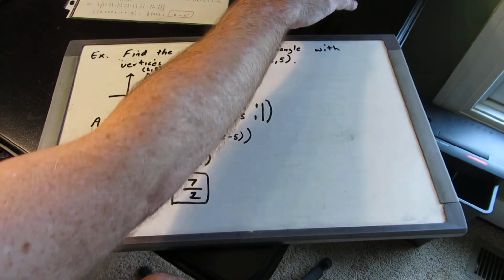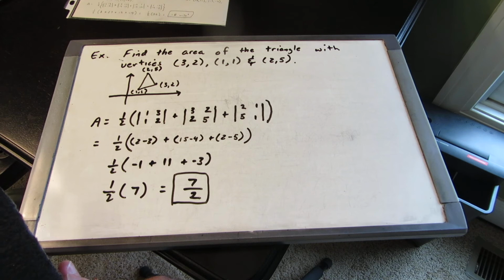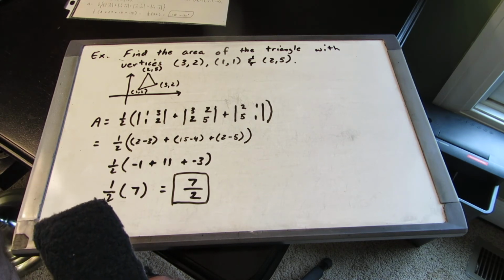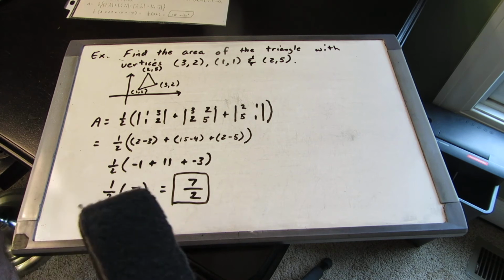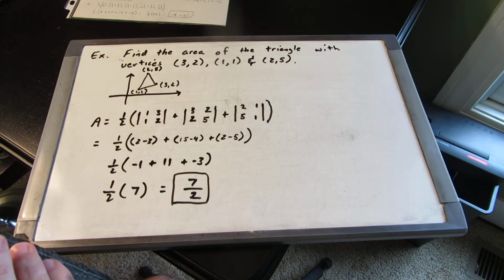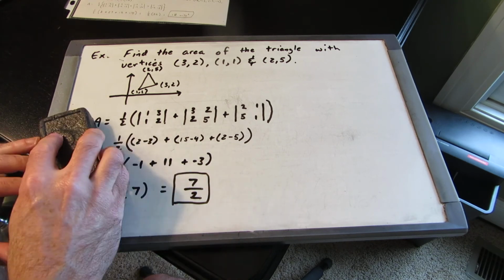Okay, pretty cool. So you don't have to use Heron's formula. You don't have to try to divide it into different right triangles, figure out the base and the height and all that. You can just use this formula to get the area. So let's do one that we don't have to plot out.